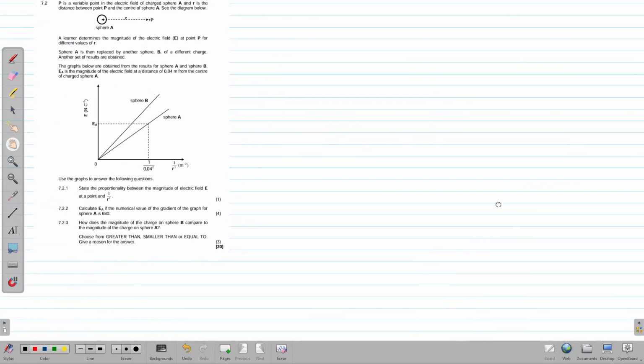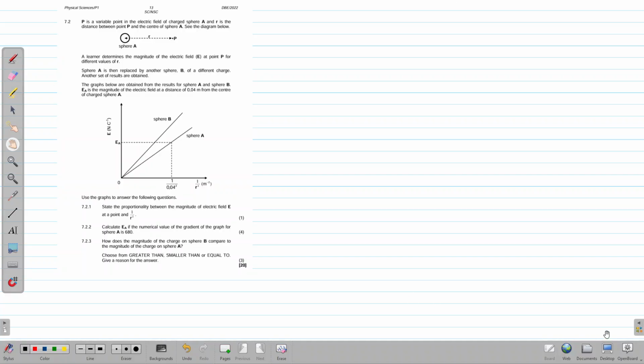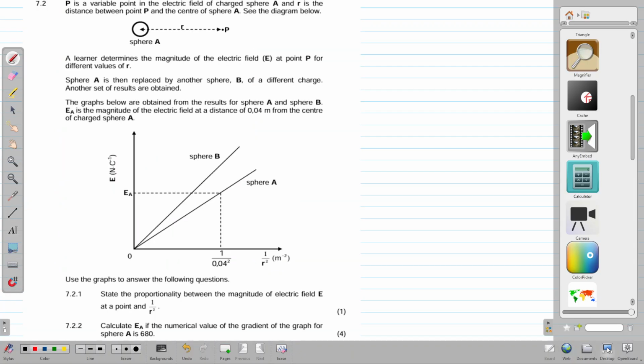And then we look at this question here. That's question 7.2. Again, we're going to apply the concepts from the scientific method lessons to answer this question. Okay, so let's look at this last question.